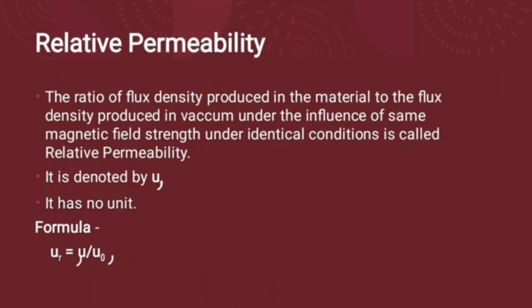The other part is relative permeability. The relative permeability is the ratio of flux density produced in the material to the flux density produced in the vacuum under the influence of the same magnetic field strength and identical conditions. It is denoted by mu r. Mu r is equal to mu by mu naught, that is, the absolute permeability divided by the permeability of free space. It is called relative permeability.